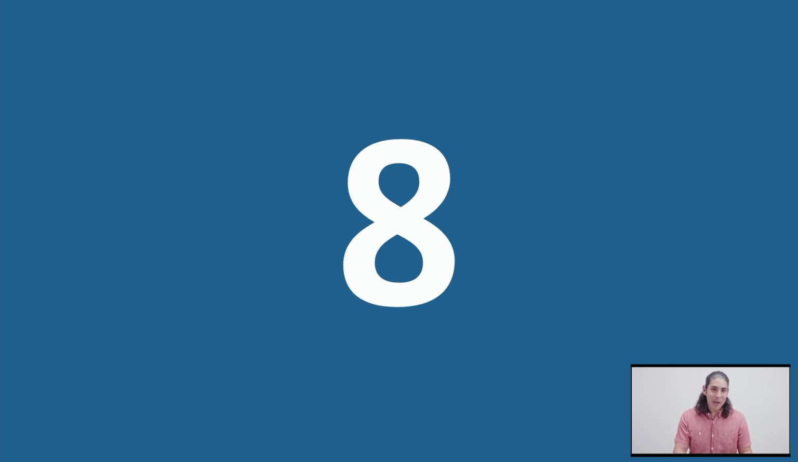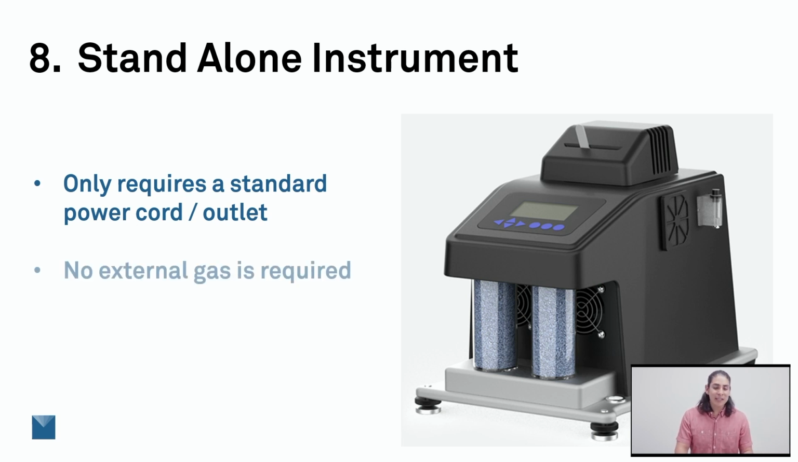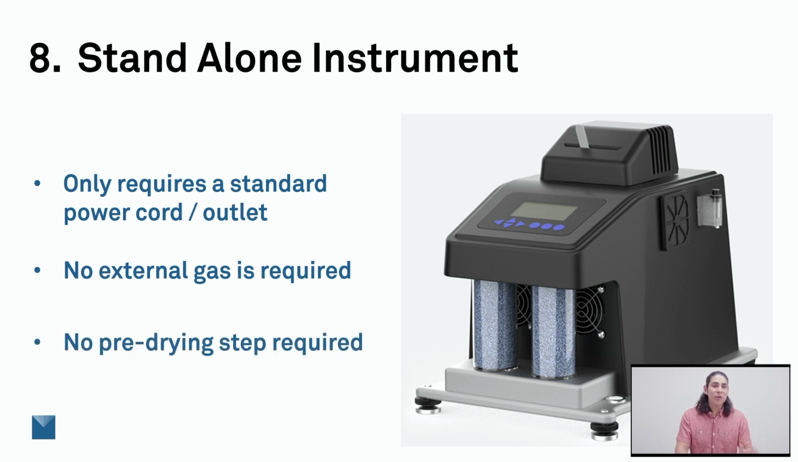The 8th fact about the AQUALAB VSA is that it's a standalone instrument. So it only requires your standard power cord and outlet, 120 volts, 60 hertz. So all you have to do is plug this instrument in and it's good to go. There's no external gas required. There is an option to connect external gas if you'd like, but in general, if you just want to use the desiccated dry air from the desiccant tubes, then you're ready to go and analyze your sample. There's also no pre-drying step required, so you don't have to put your sample in an oven first. If you want to do any drying down and changing your water activity before the test, then that can be done in the instrument itself.